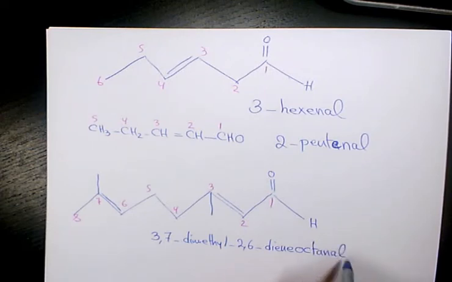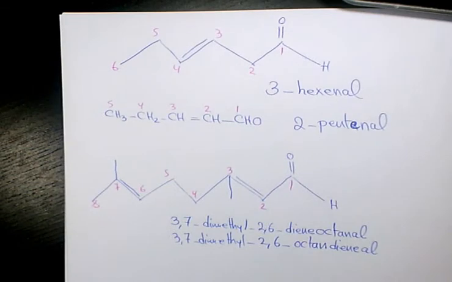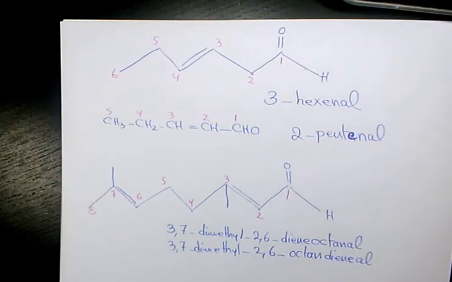Octanol. You can also name it 3 and 7 dimethyl, 2 and 6 octan dienol. Both of them are common. 3 and 7 dimethyl, 2 and 6 octan dienol. So that's when we have double bonds on these organic compounds.